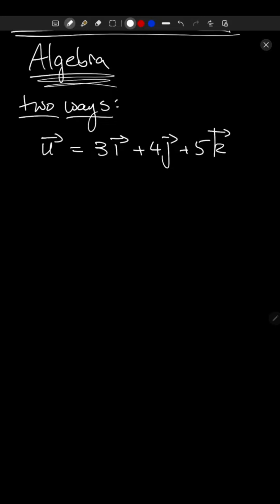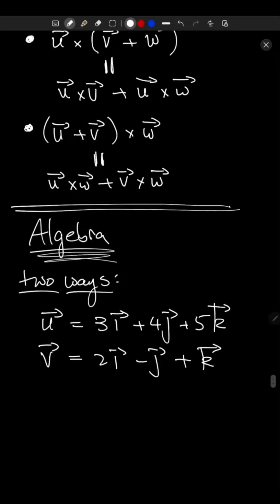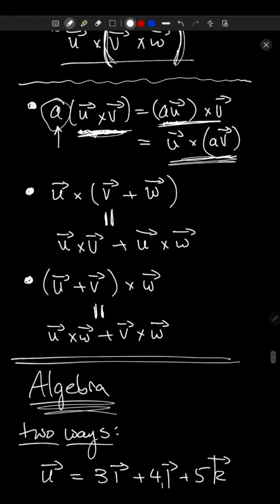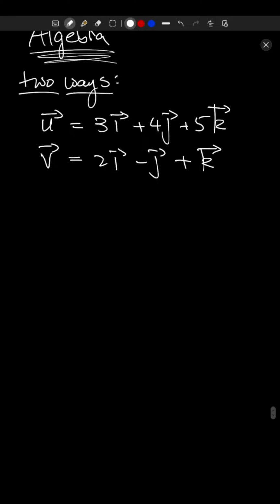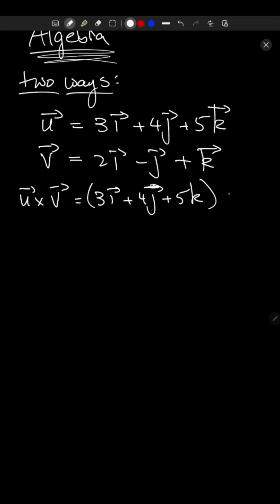So if we want to take this cross product with a second vector, 2i minus j plus k, right? Because of the properties above, one thing we can do is rewrite this expression using the properties above. U cross V is equal to 3i plus 4j plus 5k cross 2i minus j plus k.